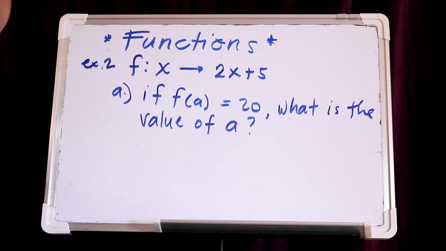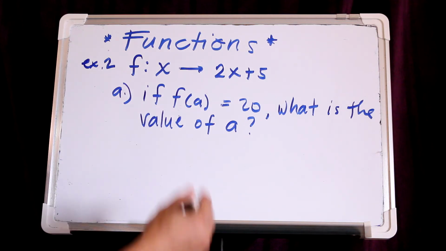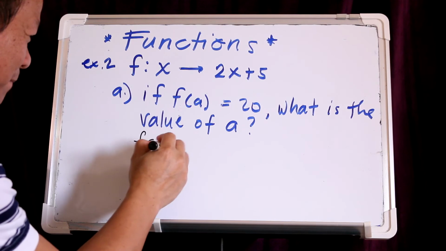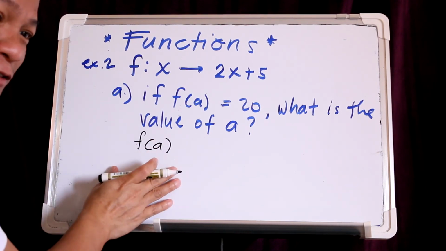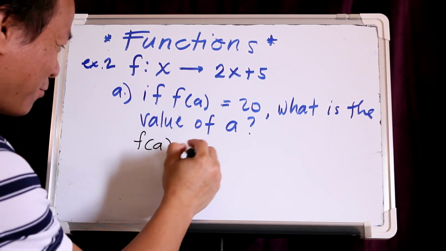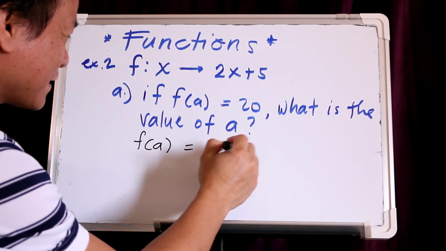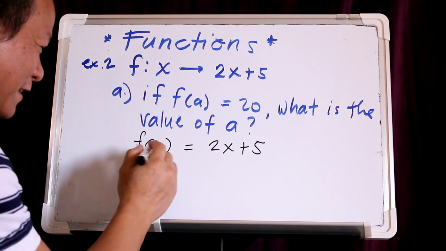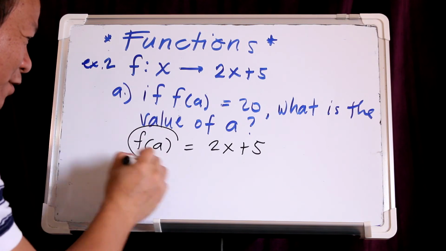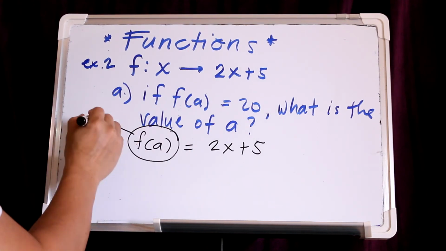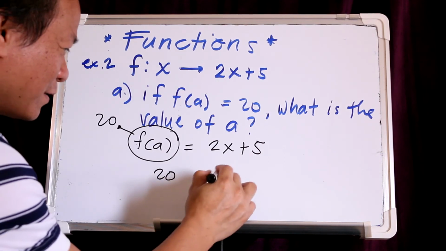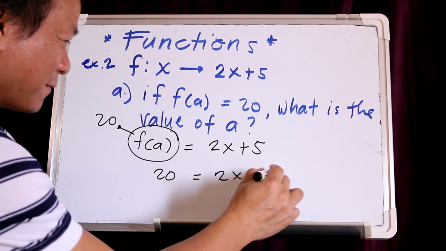That's what it means. So what we are going to do is we are going to have f of a, which is equal to 20, equal to 2x plus 5. Alright, so that side of the equation. So you can write here all of it again. So all of this is equal to 20. So you have 20 equals 2x plus 5.